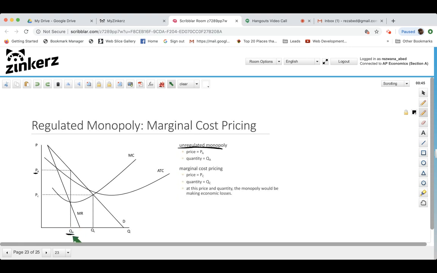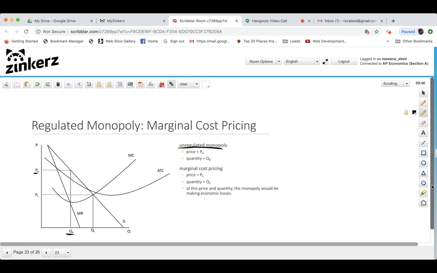As you can imagine, this is a really high price, and the quantity that they're producing is quite low. And imagine that this is a service which is essential to everybody, like electricity. So they're probably not reaching as many customers as the government would like. This is not socially optimal.